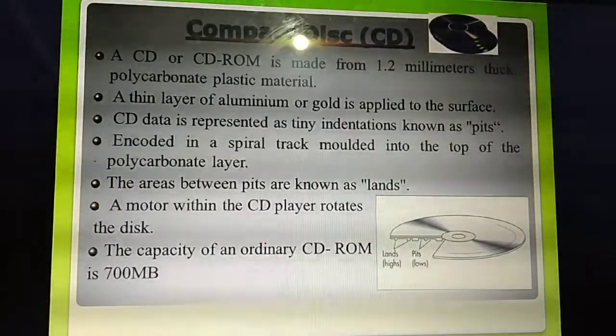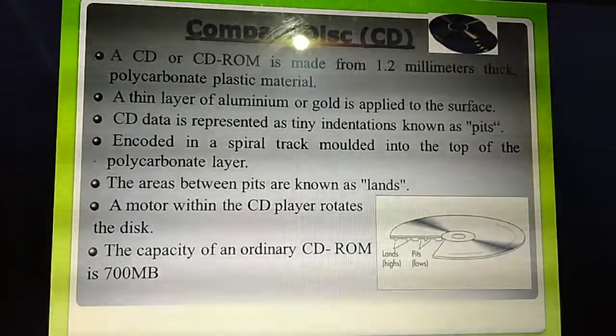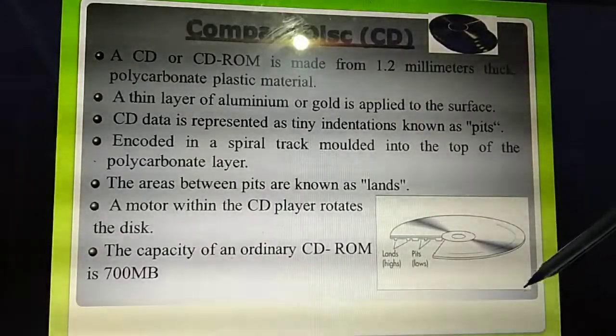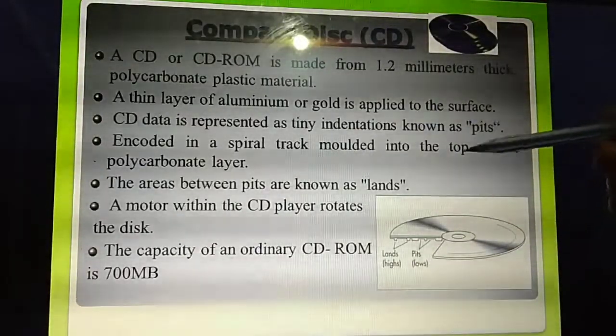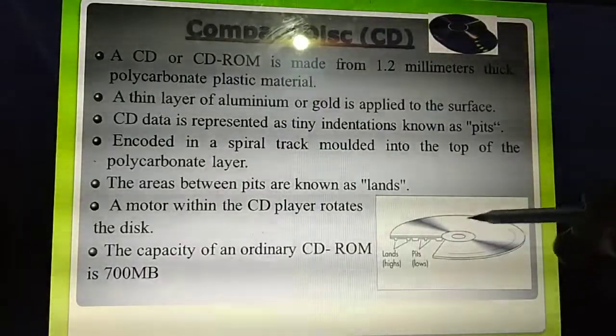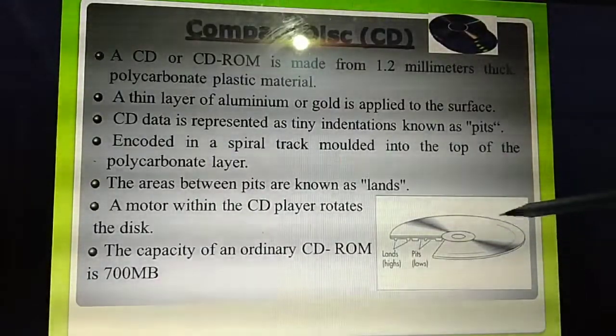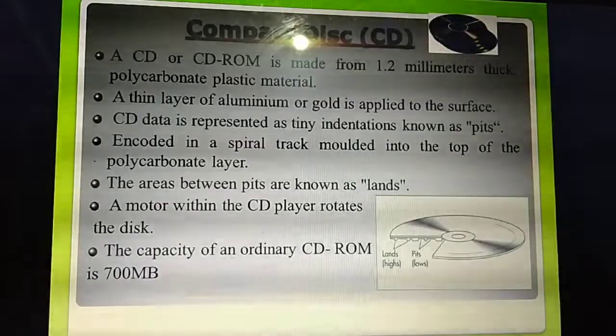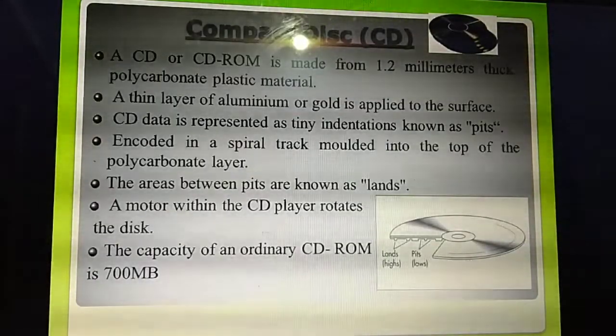That only they are telling as encoded in a spiral track. So that only we call as tracks. First track, second track, third track. Likewise, first track is one circle, second track the second, third track the third circle. So the particular information is encoded in a spiral track.